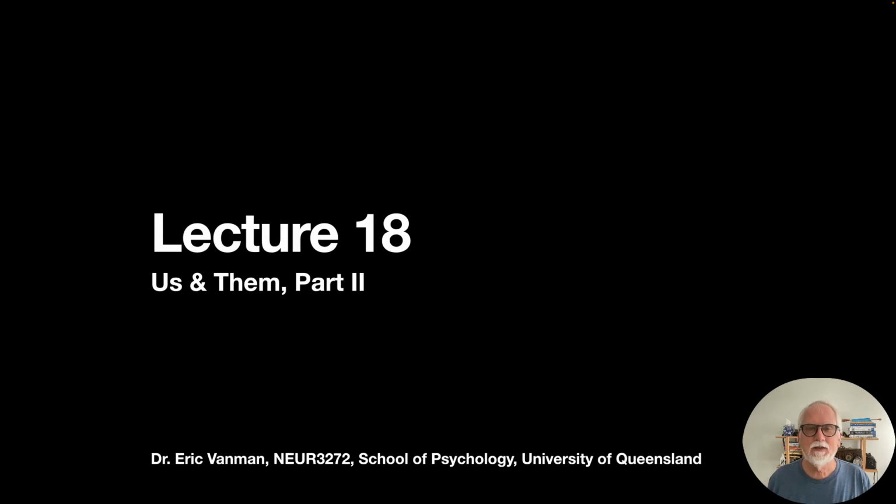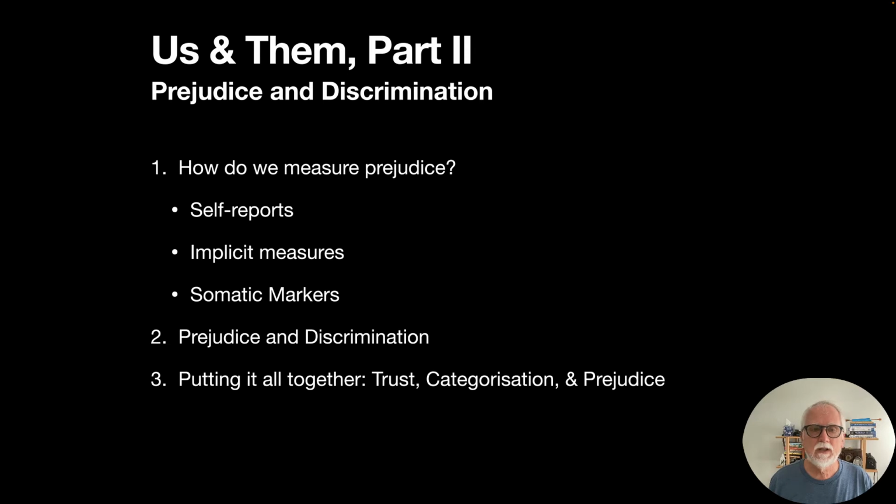All right, in the previous lecture, in part 1, I talked a little bit about some of the basic processes that underlie prejudice, and today we're going to really get into the heat of it. We're going to look more at exactly what prejudice is and how we measure it. So we're going to talk about measuring prejudice through self-reports, implicit measures, and somatic markers. We'll talk about prejudice and discrimination, because very often we're interested in prejudice because it's related to behavior, and the behavior that prejudice guides is called discrimination. And then we'll put it all together in some research that I haven't published yet about how trust, that we talked about in the previous lecture, and categorization processes and prejudice can all be put together. So let's take the first one.